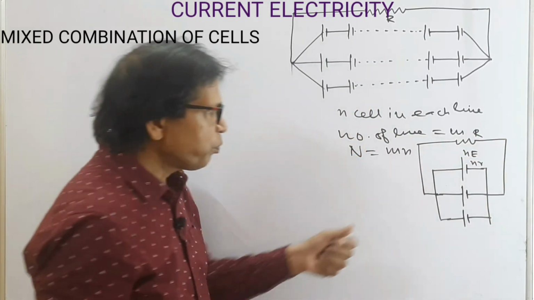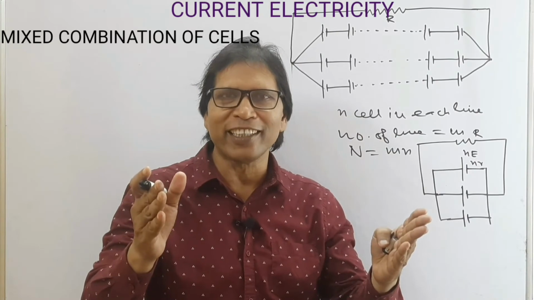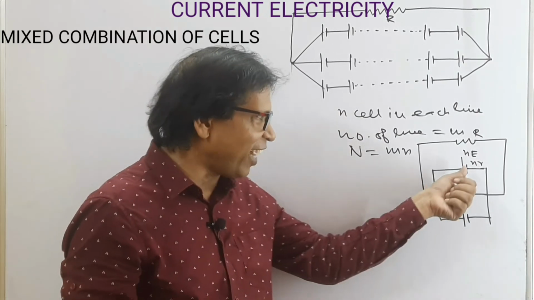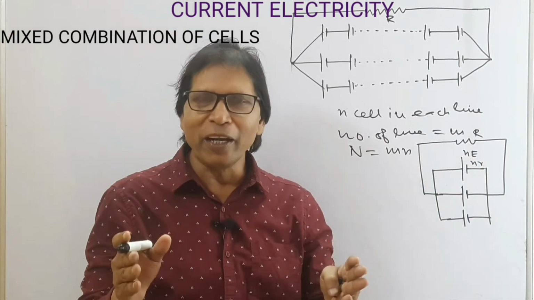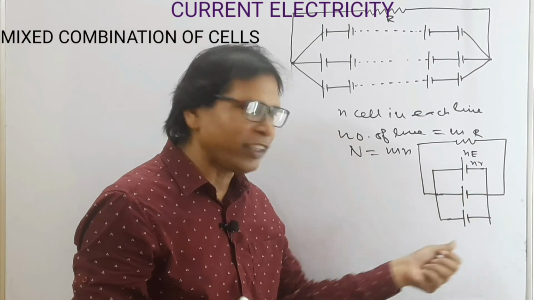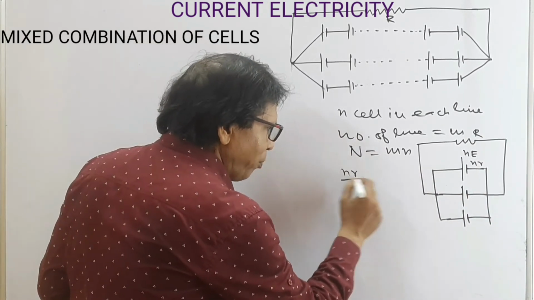So this circuit becomes this, and this is the external resistance capital R. Now this cell and this cell are in parallel combination. So the equivalent EMF in parallel combination is just nE, and for the equivalent internal resistance, as the number of lines is m, the equivalent internal resistance is nr by m.